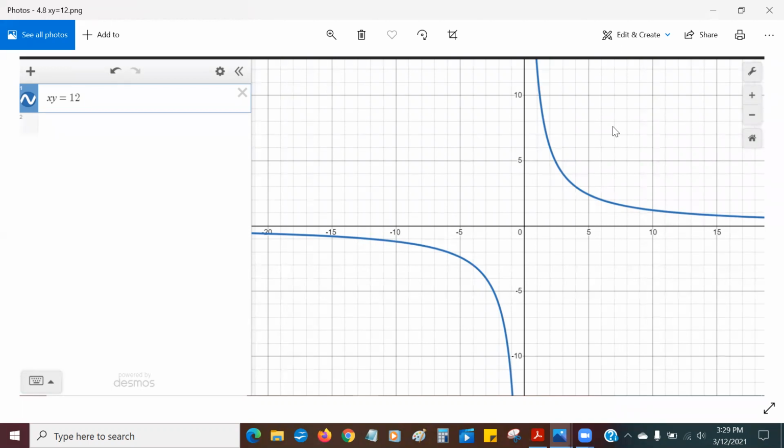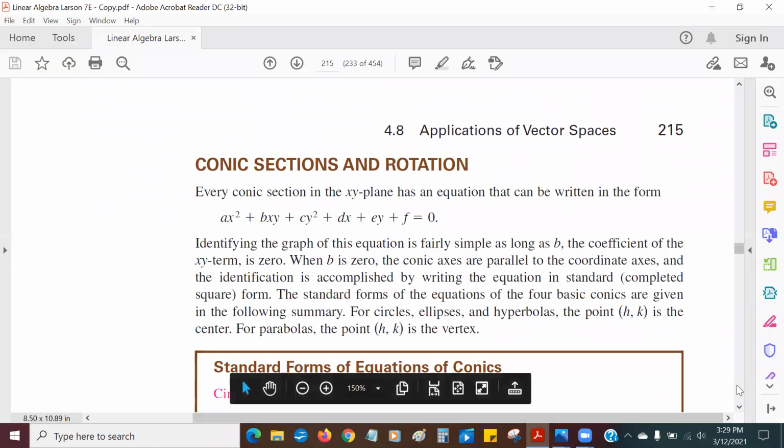Then I got to high school algebra, and I noticed that all the hyperbolas never looked like this. All the hyperbolas were more like side to side or top bottom. You know what I'm saying? In other words, they look kind of like this.